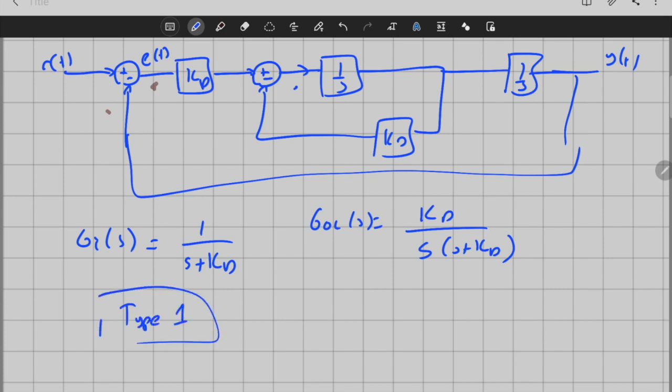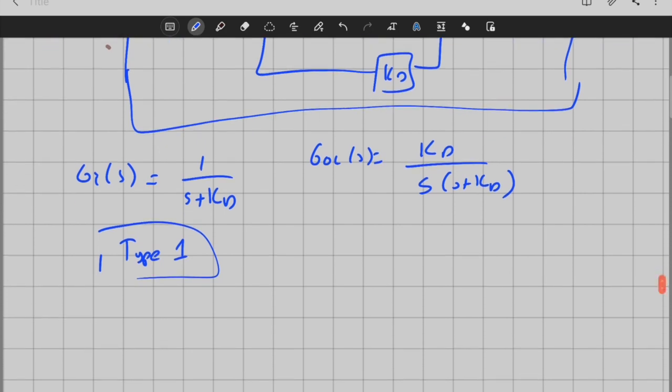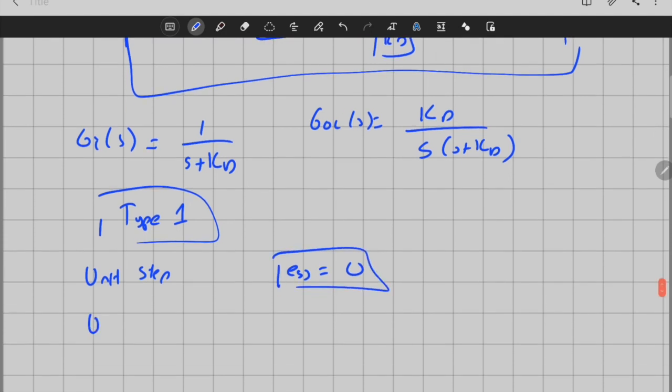Okay, that's great. And then the question asks to compute the steady state error to unit step, unit ramp, and unit quadratic inputs. So it's a type 1 system. Let's start with unit step. If you remember the derivations for a type 1 system, steady state error to unit step input is equal to 0. That's easy. For unit ramp, steady state error is equal to 1 over kV.